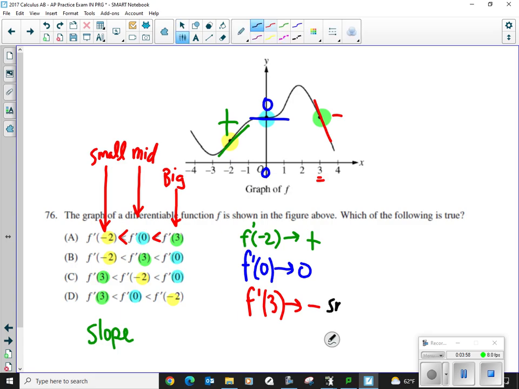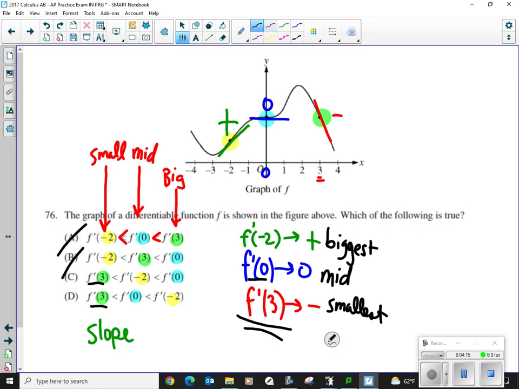This is going to be the smallest one because it's a negative value. This is going to be the biggest one because it's a positive value. And this one should be the one in the middle, or the mid value. So f prime of 3 should be the first one listed. Okay, so it can't be this one or this one. f prime of 0 should be in the middle. There we go. And f prime of -2 should be listed next. Your answer should be choice D.